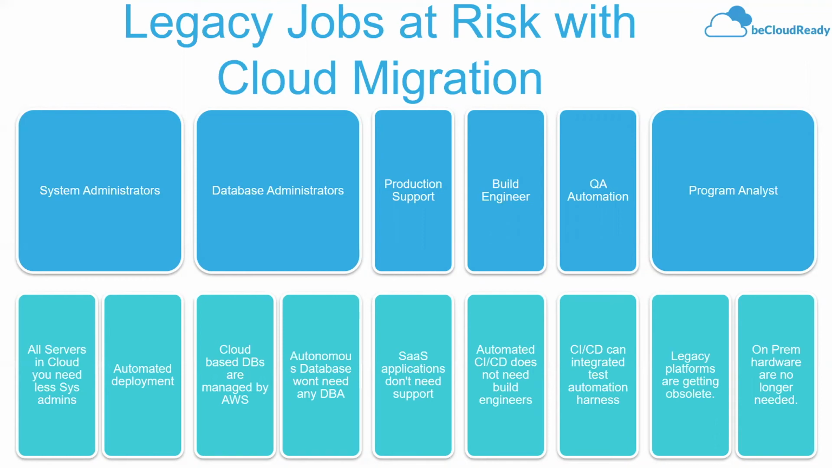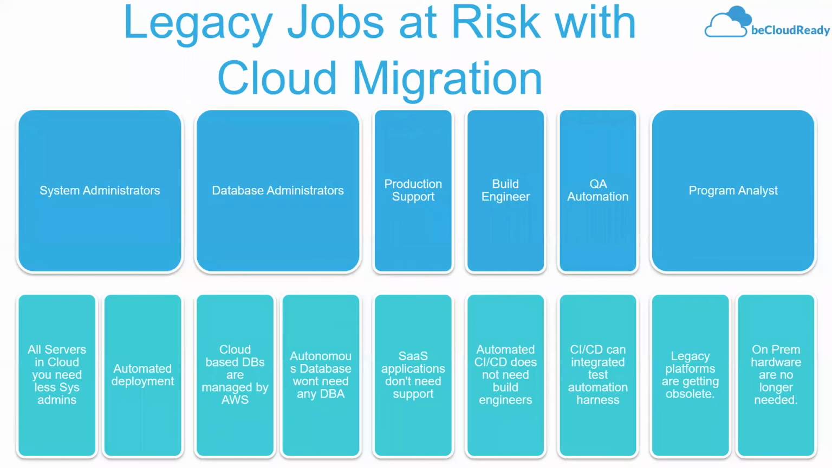Build engineer, we don't need them anymore. We are doing CI/CD with Jenkins, we don't need them. QA automation, you will need fewer people because the test harness, you can actually hook it up with your pipeline and boom, you're done. And legacy system people like program analysts, these types of people are no longer needed.